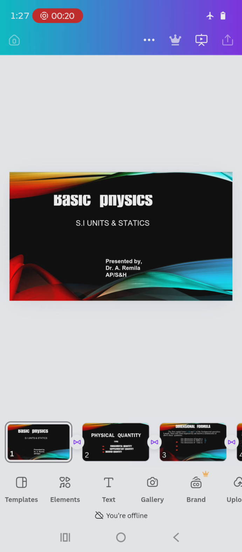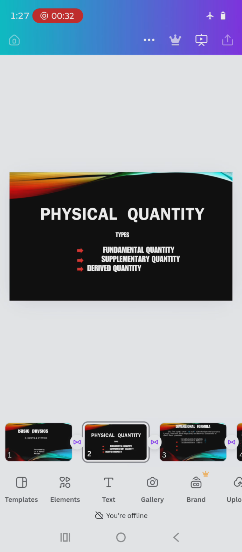Now we discuss a small topic: SI units and statics. First I will explain the first chapter, SI units. Physical quantity. Physical quantities, this is the first chapter. The types are the fundamental quantity, supplementary quantity and derived quantity.